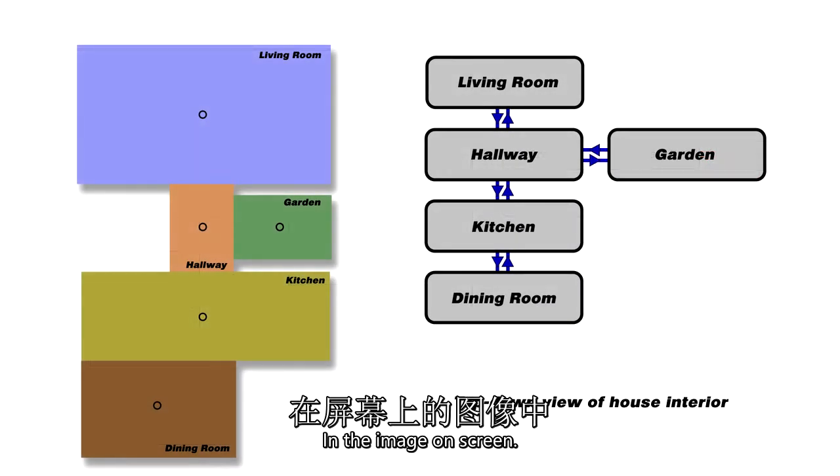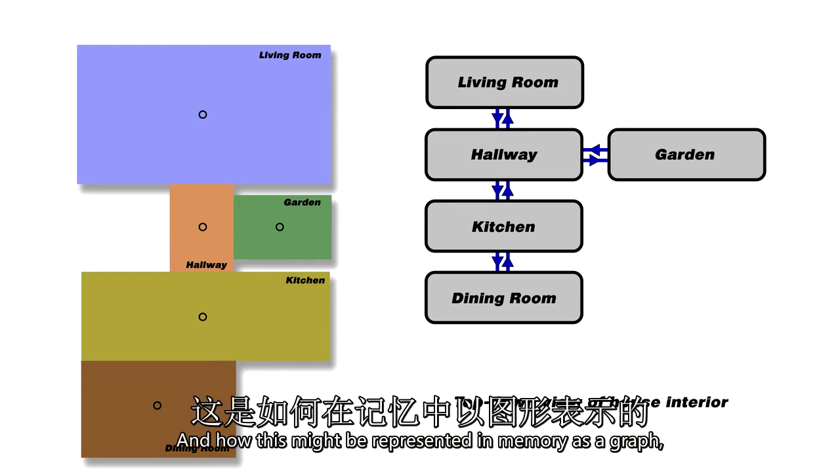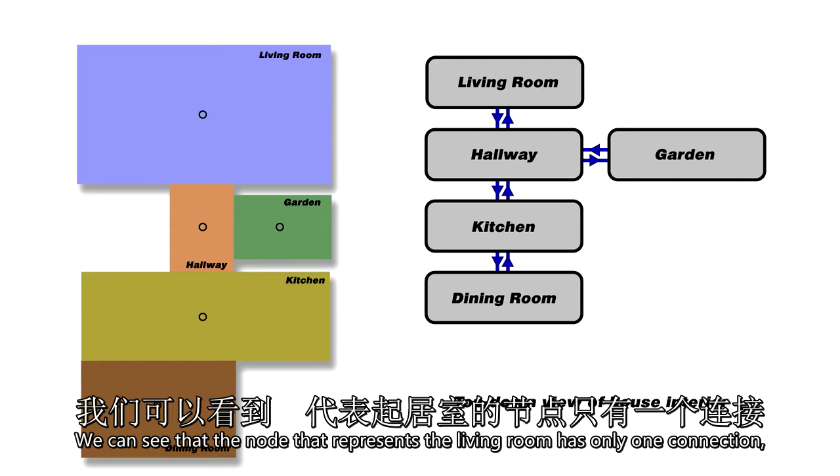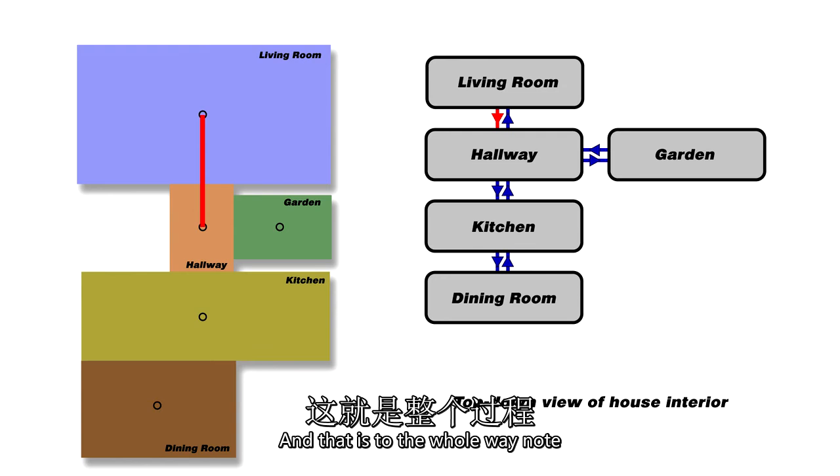Now, in the image on screen, we can see the interior of a small house and how this might be represented in memory as a graph. We can see that the node that represents the living room has only one connection, sometimes called an edge, and that is to the hallway node.